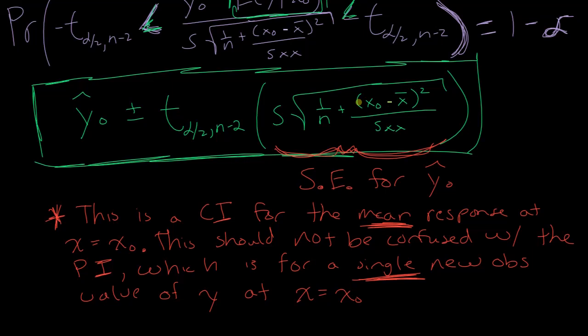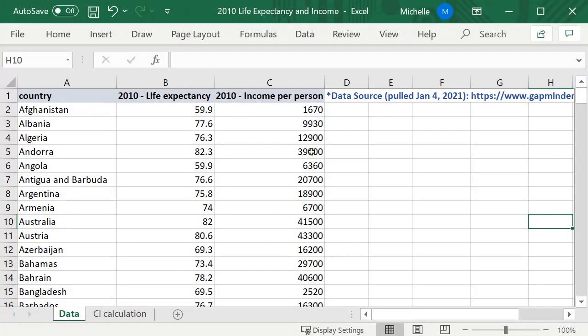All right, so in the previous video, we showed the equation for the confidence interval for a mean response. In this video, I want to talk about a particular example. How would I use that formula?